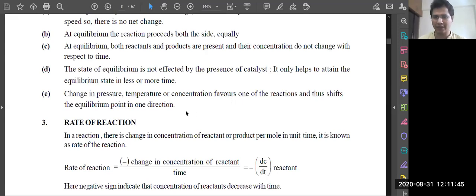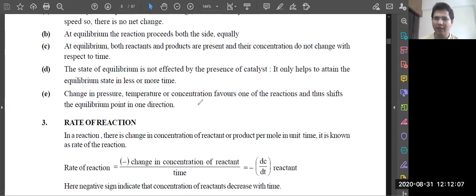Decreasing. So C2 minus C1, right? C2 minus C1 will be positive or negative? Tell me. It will be negative, right? So obviously, if you want to make this term positive, you have to multiply with a negative sign. Yes or no? Got it?